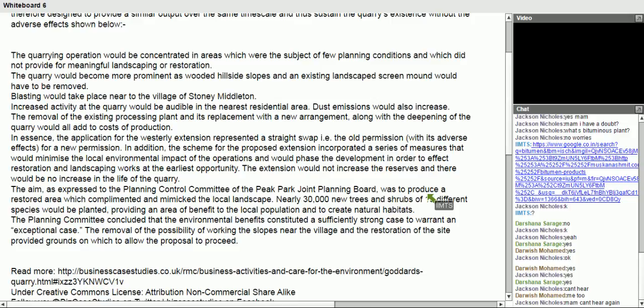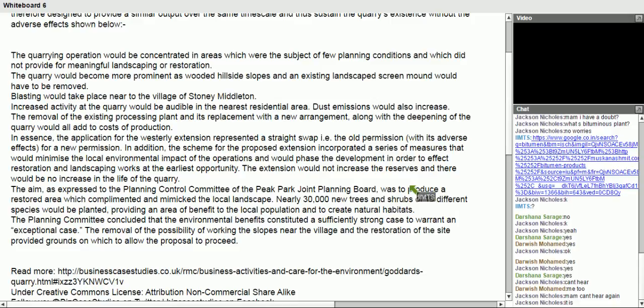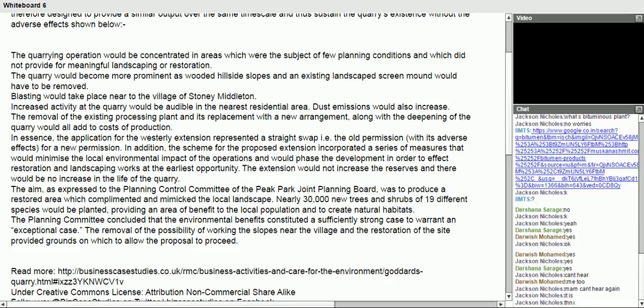See, whenever they are done with the operations in a particular area, they try to restore it to a setting which mimics the original one, so that people can get the feel of being at the same place.